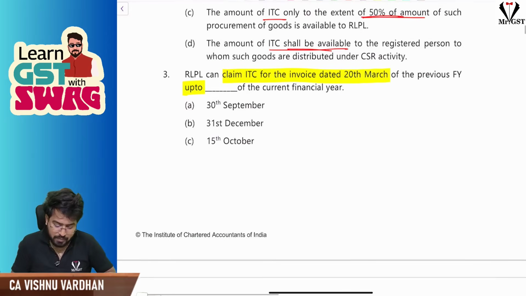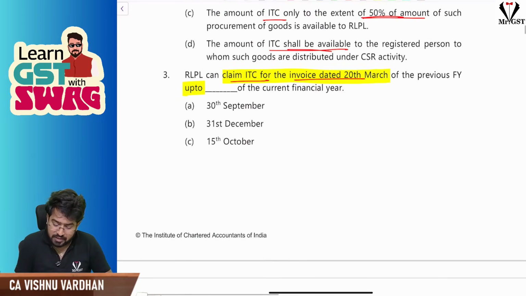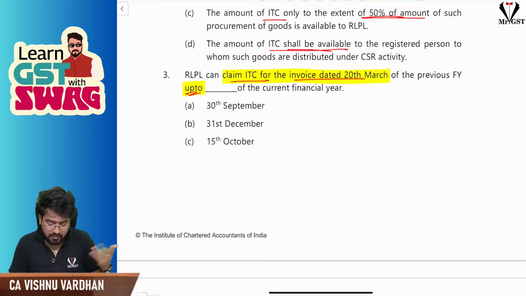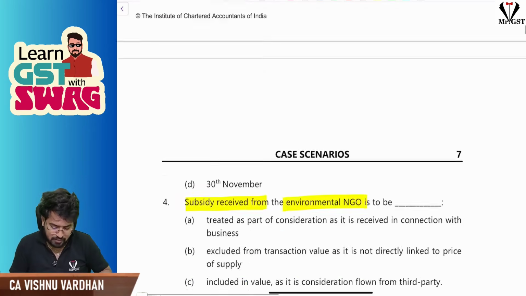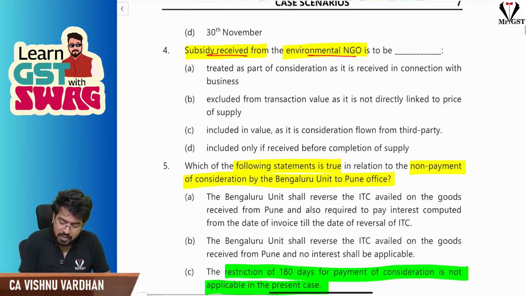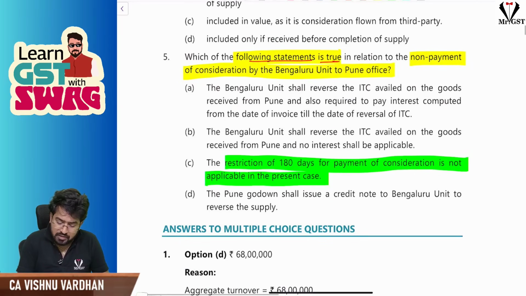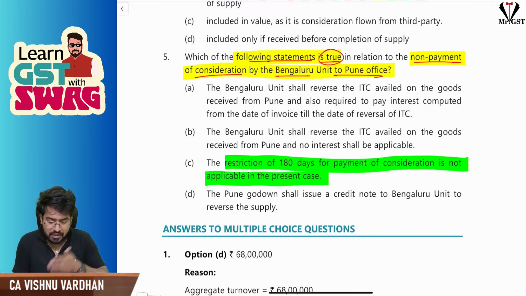Okay. Next, claim ITC for the invoice dated 20th March of the previous financial year up to 30th November of the succeeding financial year or the actual date of filing the annual return. We will see that. Next, subsidy received from an environmental NGO. What we should do, we have to check that. Next, which of the following statements are true for non-payment of consideration by the Bangalore unit to the Pune office. That means Bangalore unit, Karnataka, and Pune, Maharashtra, so distinct persons. The restriction of 180 days within which you should make payment is not applicable for Schedule 1 transactions, where you are making supplies without consideration. For that, it is not applicable.